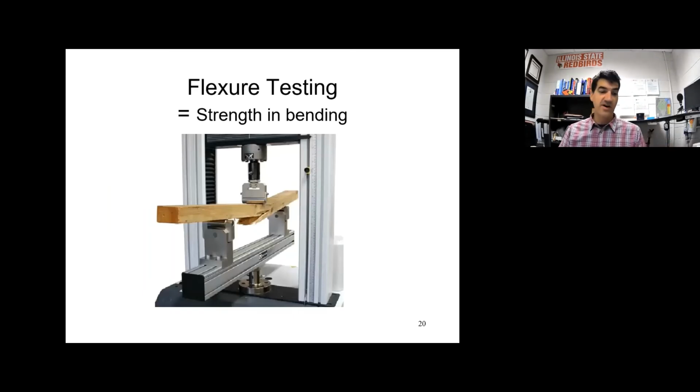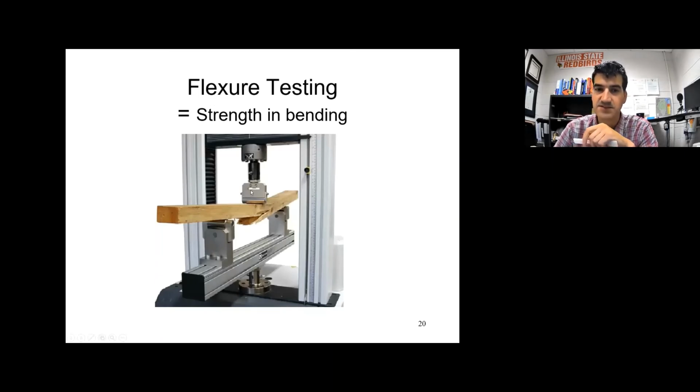Flexure testing is pretty fun. I really enjoy this part. It's one of the last things that we do in the class. Basically, this is called a 3-point bending test. There are different kinds, but this is a 3-point bending test: 2 supports, 1 on each side, and 1 in the middle.